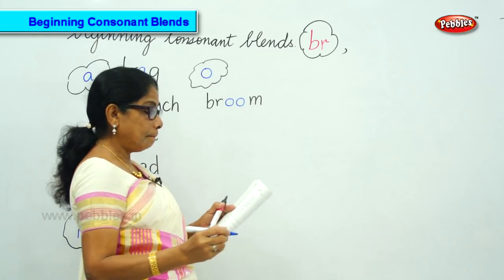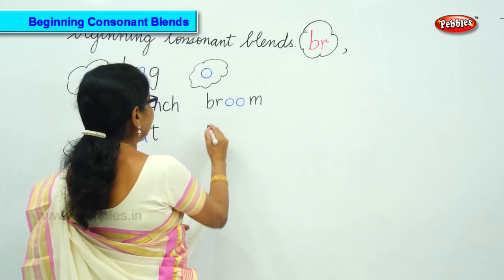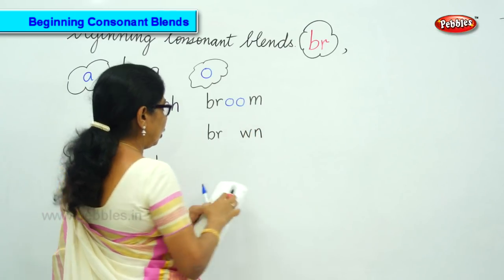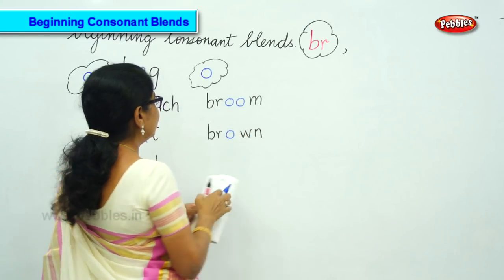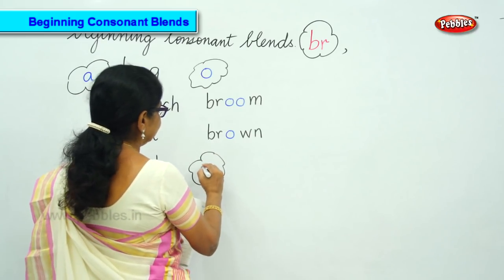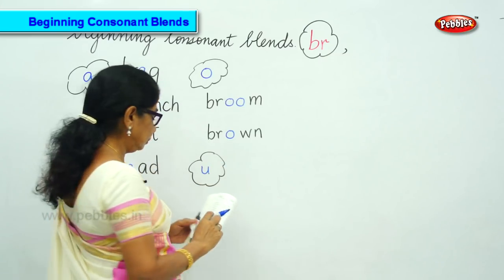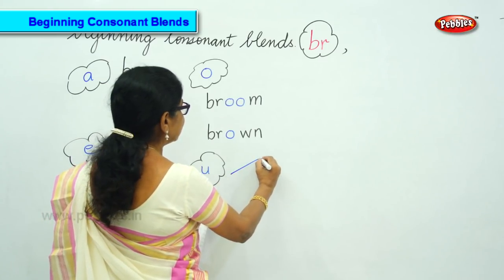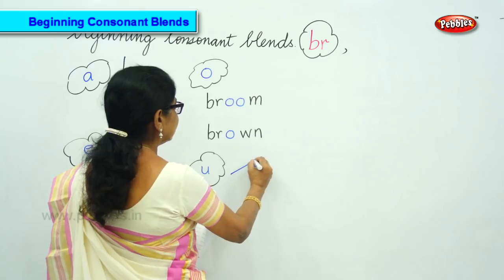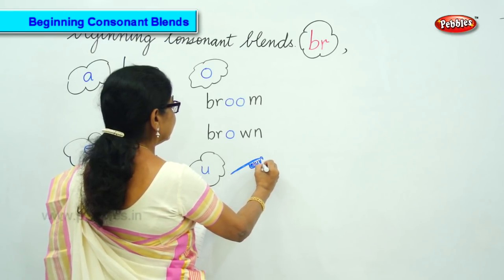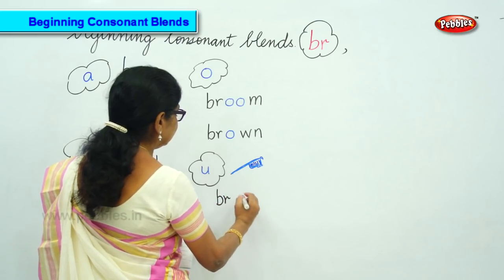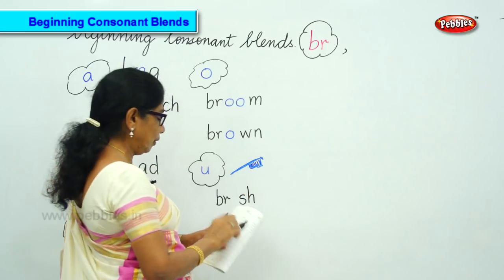Broom. Ooh. Brown, the color. Color brown. Then let's go to the last vowel. In that, what do we get? What word do we have? Brush. Okay, here you get a brush. Brush. Toothbrush or whatever brush.